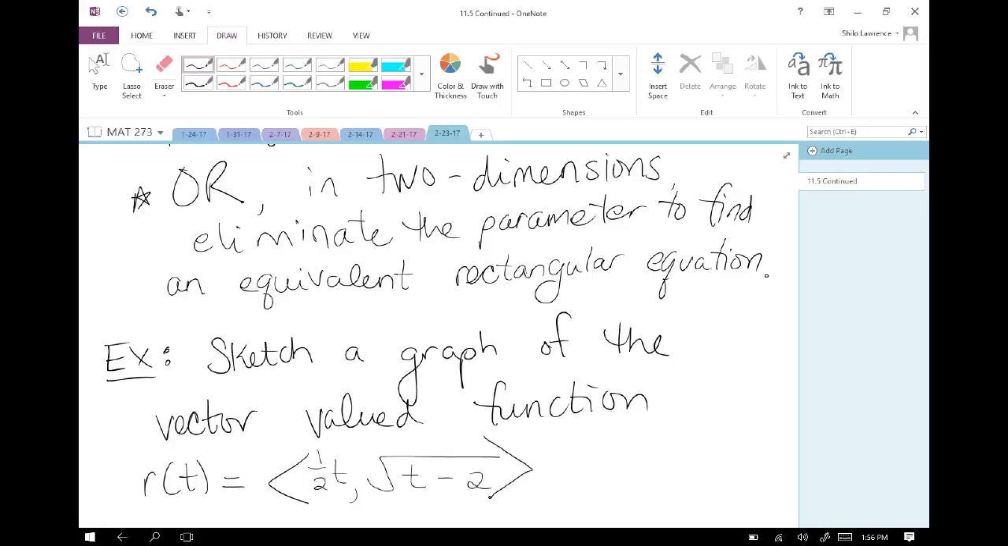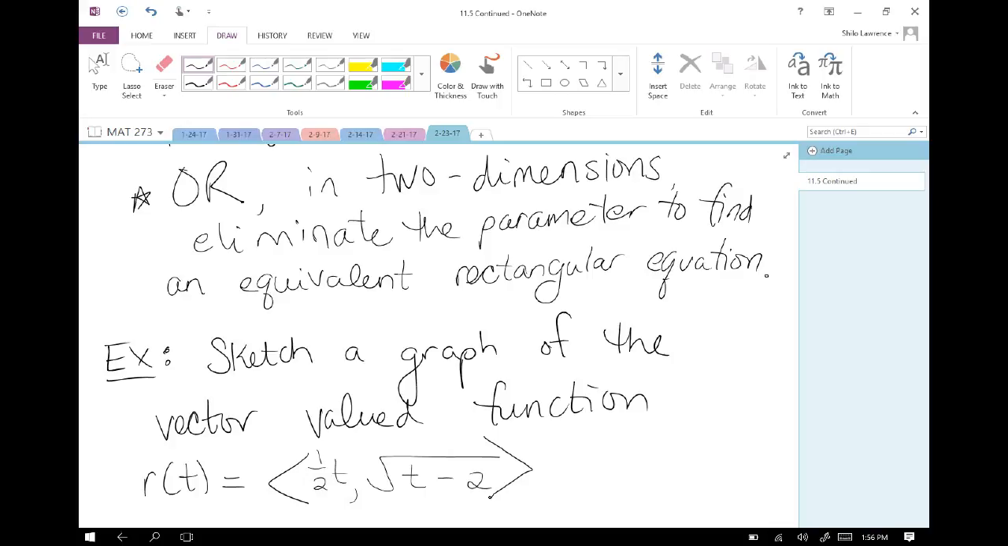Can I start with t equals 0? No. Why not? Because we get the square root of -2, right. The square root is going to be greater than or equal to 2. We have to use t values greater than or equal to 2. That's the domain for this vector valued function. Greater than or equal to 2.